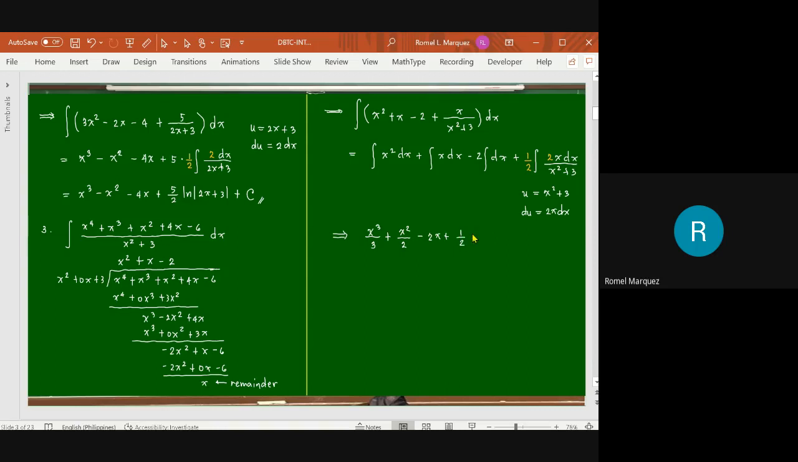1/2 integral of du over u. What is this? What is the denominator? U. Integral of du over u is ln of the absolute value of x squared plus 3. And no need for absolute value, no? Because x squared plus 3 is never negative. Okay?